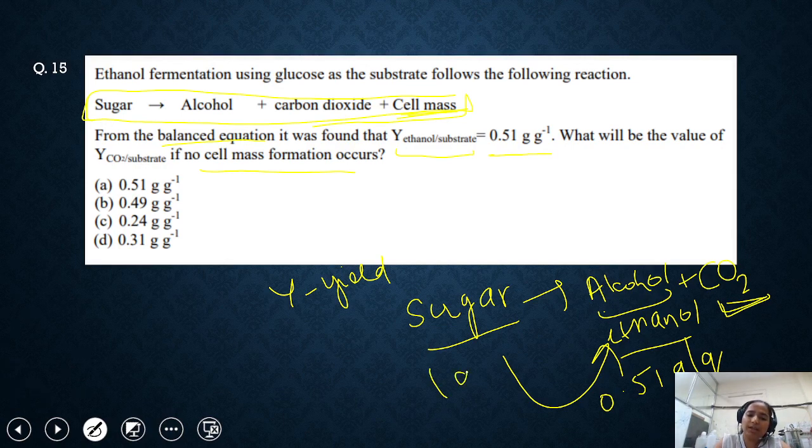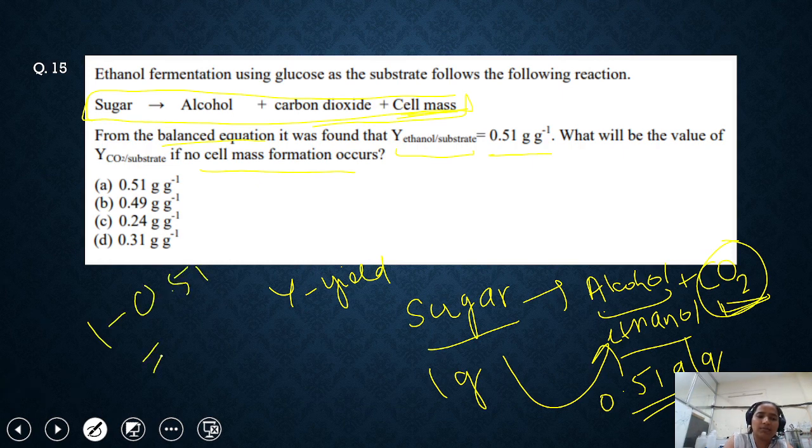Suppose there is 1 gram of sugar. From 1 gram, how much alcohol is forming? 0.51 gram. So how much CO2 will form? The remaining part of the sugar will form the CO2, so it will be 1 minus 0.51. How much will it come? It will be 0.49, that is gram per gram.